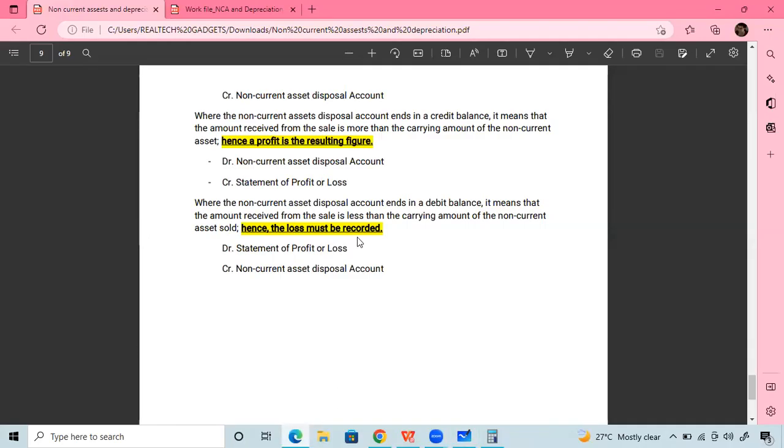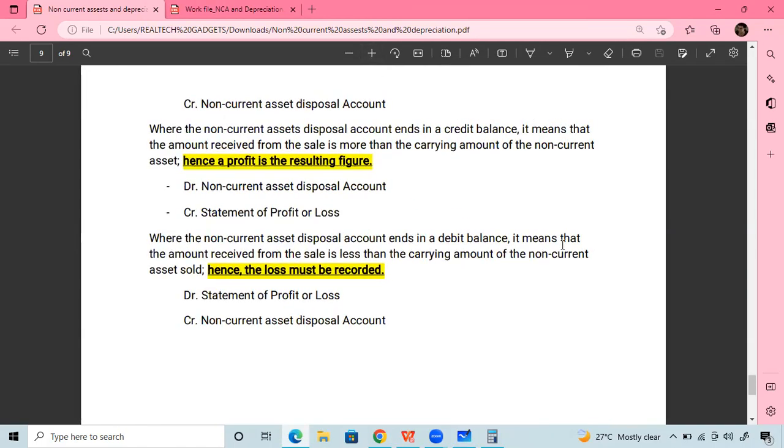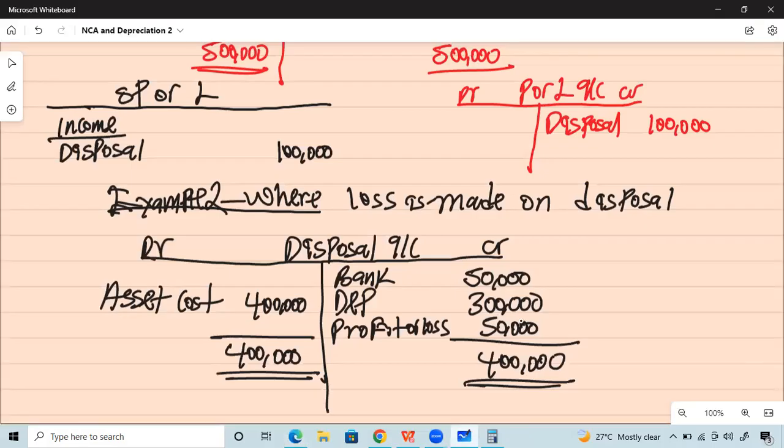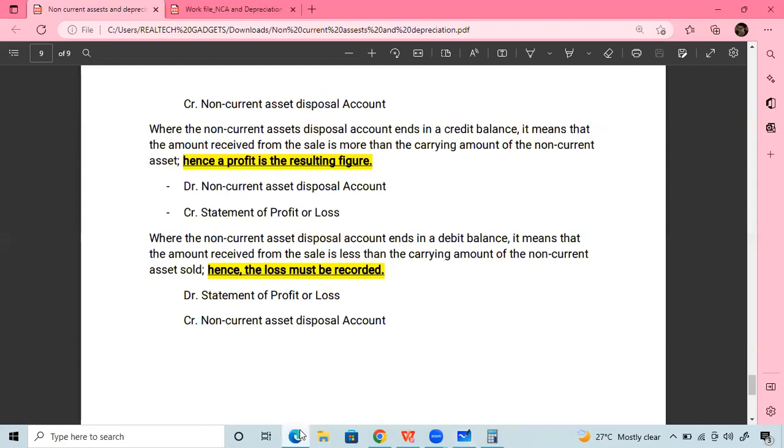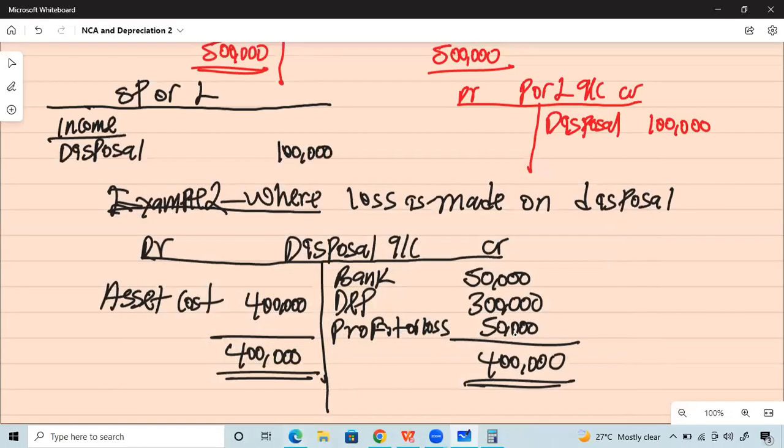When the non-current asset disposal account ends in a debit balance, it means that the debit is more than the credit. This is 400,000. If you add all this together, now you're having 350. So the debit now is more than the credit. Hence, a loss must be recorded. So you debit the statement of profit or loss, and you credit the non-current asset account.